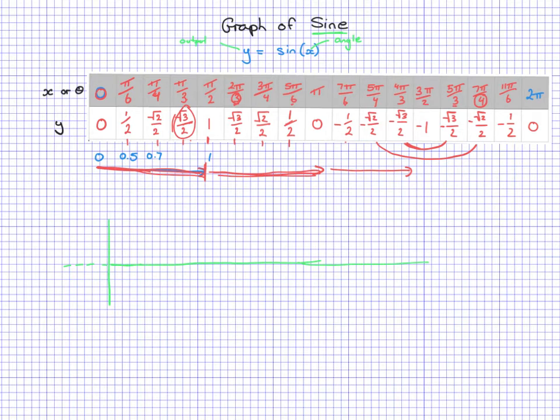Now, as we come to put this onto the x-axis, we're actually going to mark the angles along the x-axis. So this first angle here is going to be 0. The last one is going to be 2 pi.